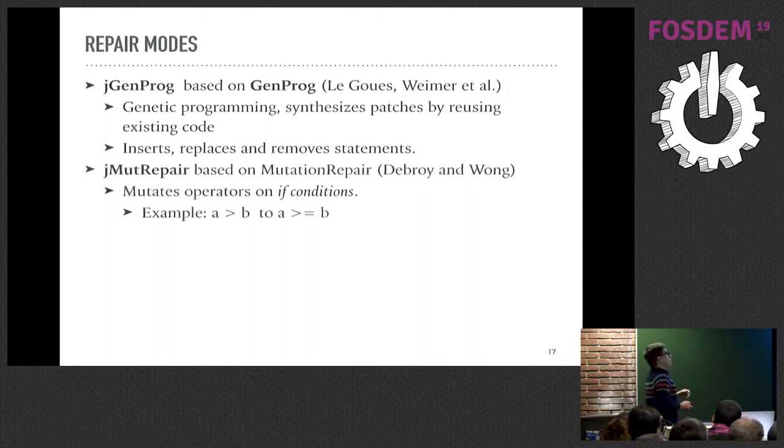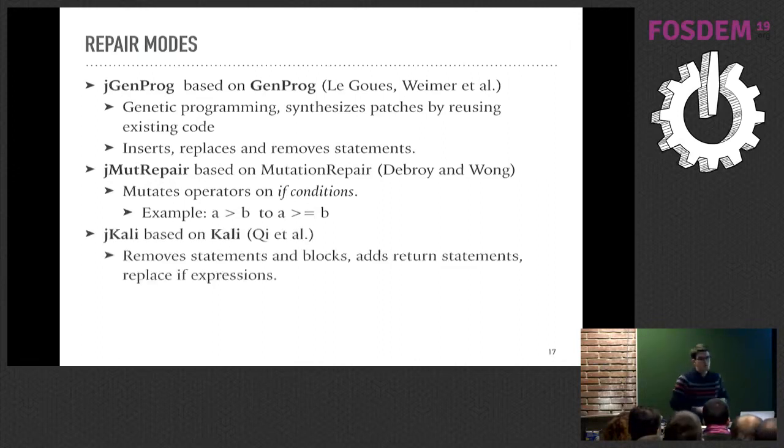Then another repair approach that we have implemented is Mutation repair. It's a very simple approach that basically mutates operators. For instance, from A greater than B, it mutates to A greater than or equal to B. Very easy, very simple repair operators. And Kali, where the goal is to remove code. Okay, remove statements, add a return statement, replace if expressions, etc. This is a summary of some of the approaches that we have implemented and are already included in Astor.